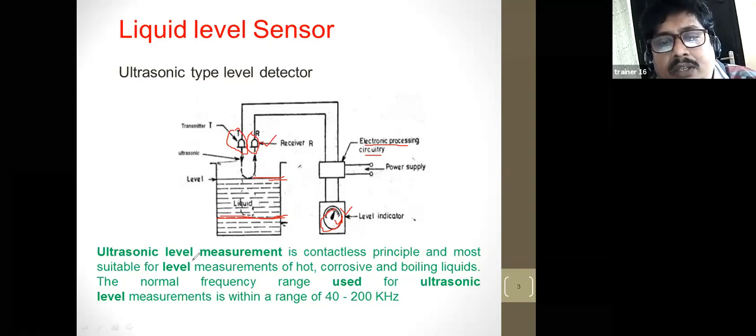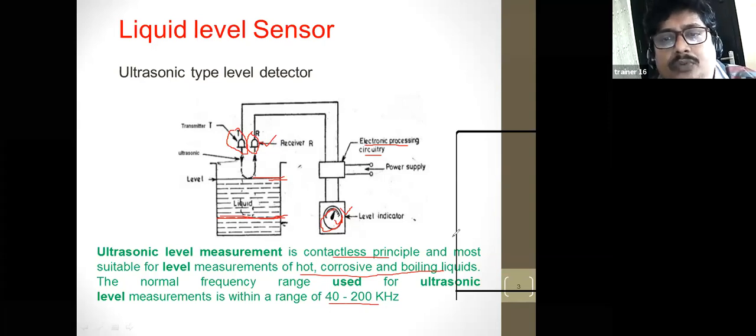And then see here, this is contactless. That means there is no contact. This is a non-contact type of sensor. It makes measurements in hot, corrosive, and boiling liquids. And this frequency is in the range between 40 to 200 kilohertz. Next we'll go for the next one.